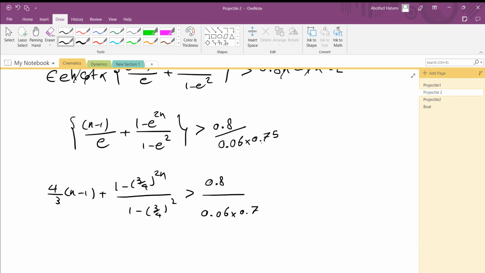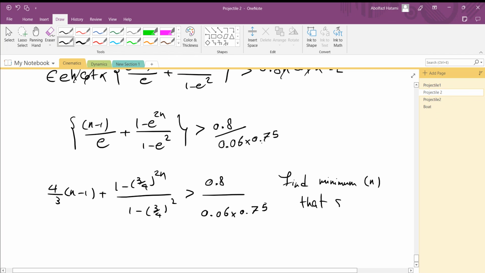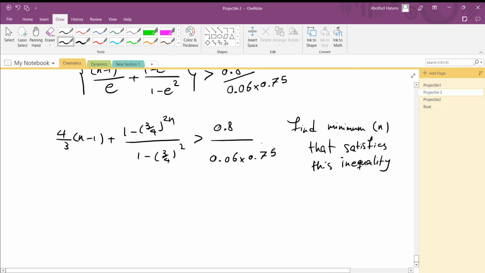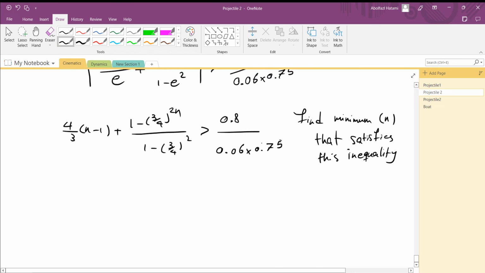Note that we should find the minimum n that satisfies this inequality. We should find the minimum n, and if we actually calculate this term, we can do something like this.